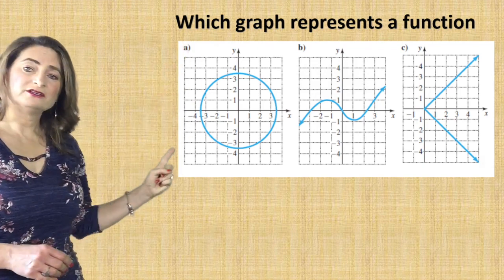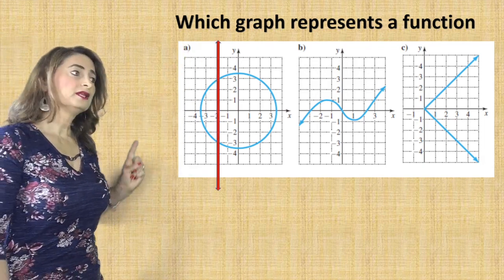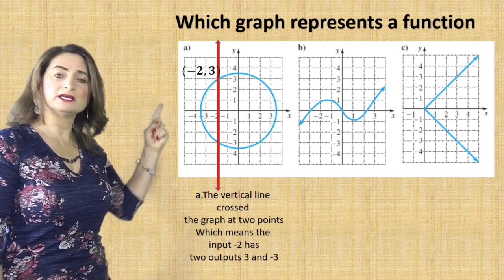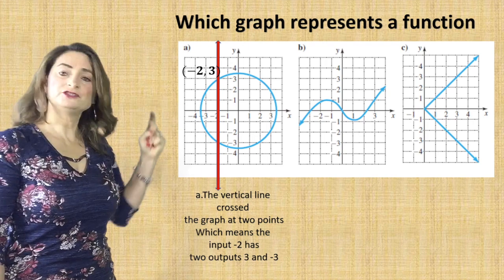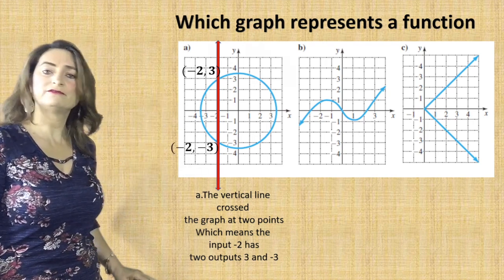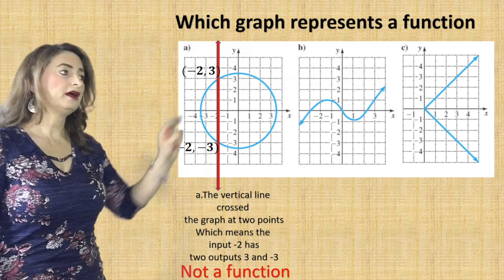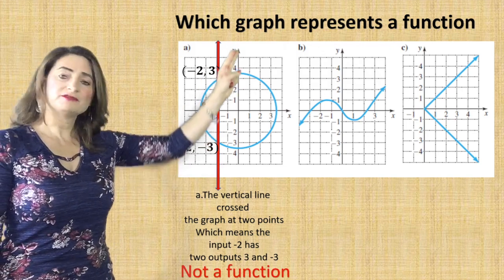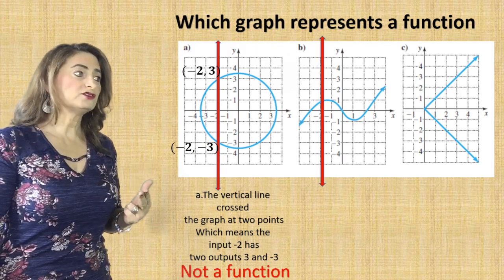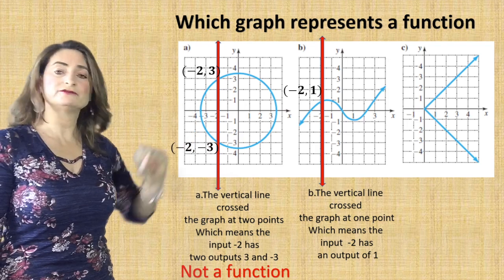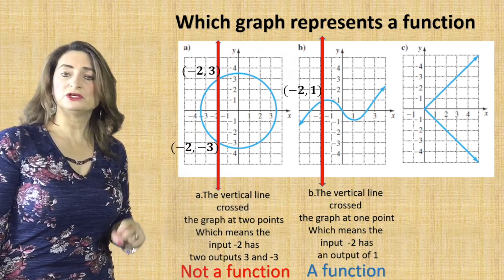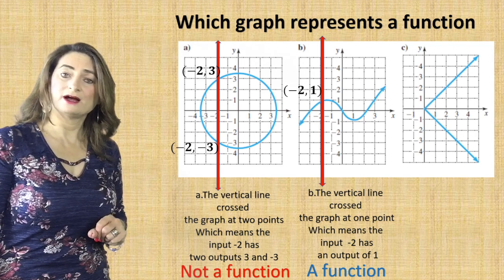If I draw a vertical line on the first one, then the vertical line crosses the graph at 2 points, which means the input negative 2 has 2 different outputs. One is 3 and the other one is negative 3. Therefore, it's not a function. Now let's discuss this. B, same thing, draw a vertical line. The vertical line crosses the graph at 1 point, which is negative 2, the input, the output is 1. Therefore, it's a function because every input has exactly 1 output.